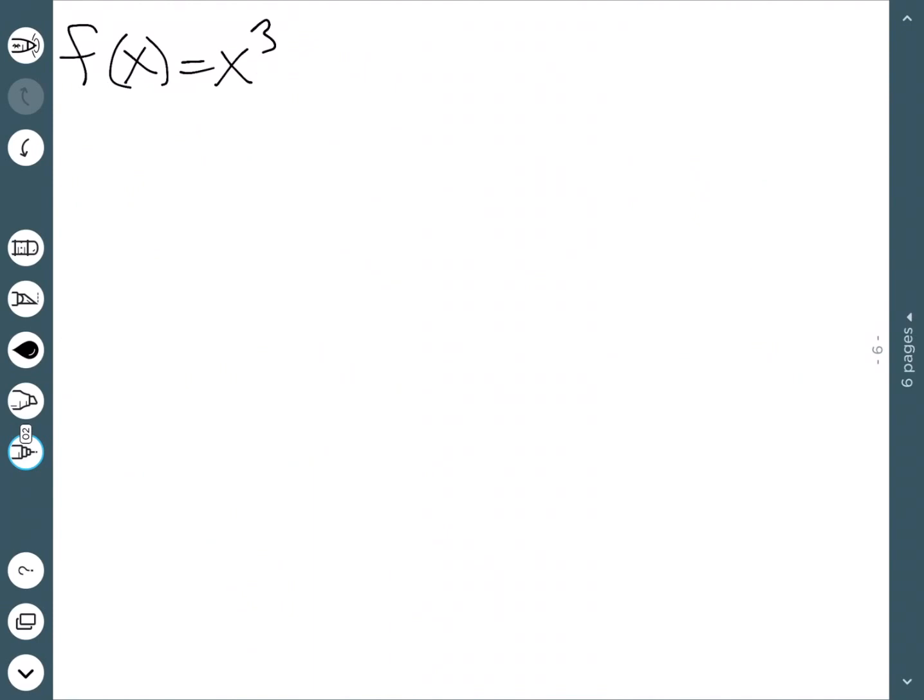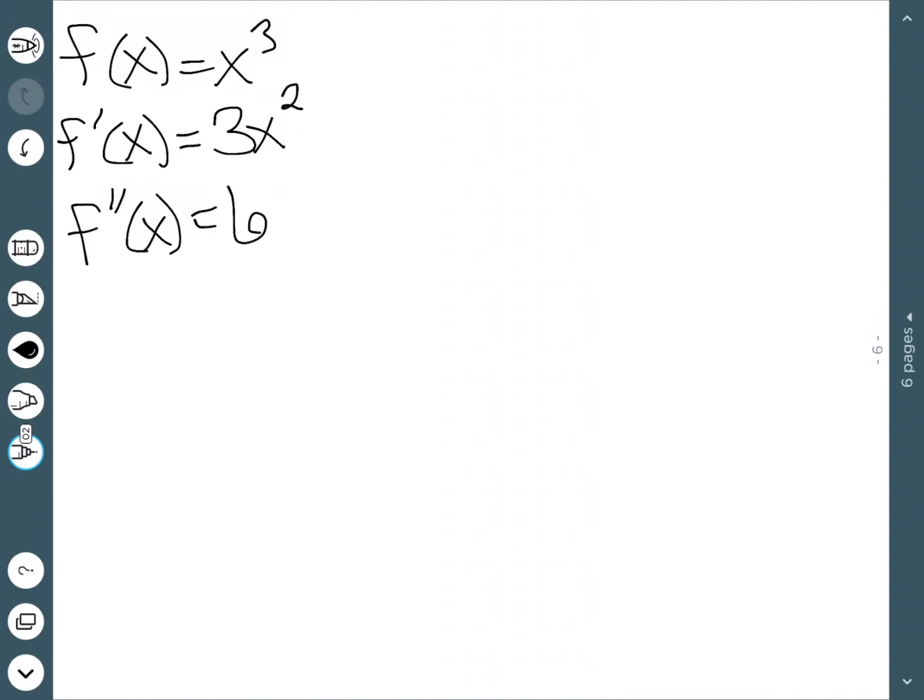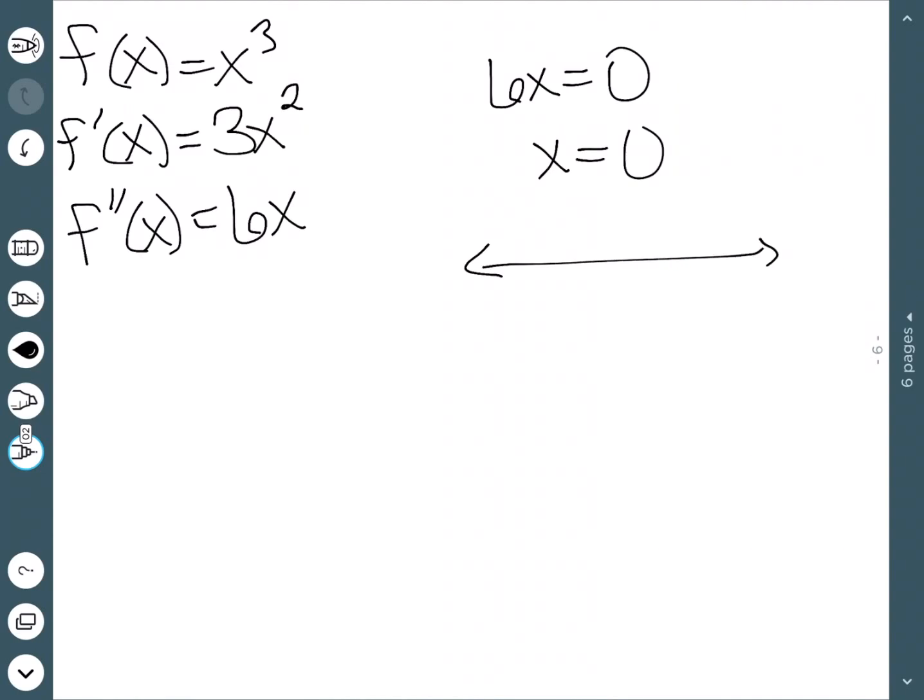So let's consider x cubed. We know that the first derivative would bring the exponent down and subtract 1. The second derivative, we would once again bring this new exponent down and subtract 1. If we set it equal to 0, we see that our critical point is once again 0. So what exactly happens before and after? Well, if I take a number like 1 in my second derivative, I would have 6 times 1, which is positive. A number like -1, 6 times -1, which would be negative.